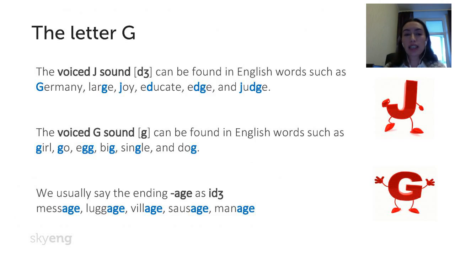D plus U spelling. When the letter D is followed by the letter U, as in educate, it is sometimes pronounced as a J sound, like in educate again, schedule, procedure, graduate, individual. Next slide, please.